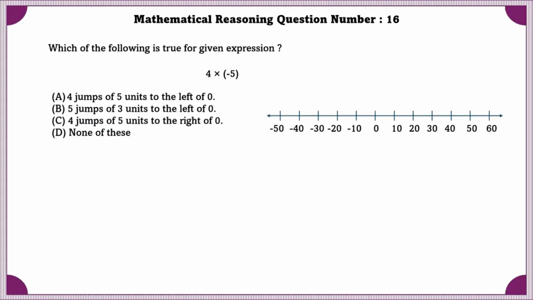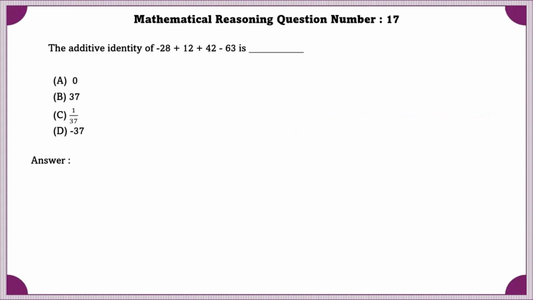Mathematical reasoning question number 16. Which of the following is true for the given expression 4 into minus 5? 4 into minus 5 is equal to minus 20. So we are moving 4 jumps of 5 units to the left of 0.